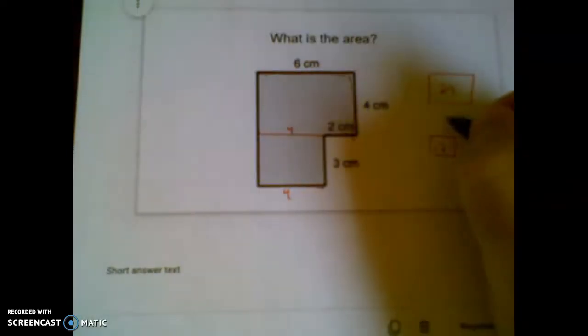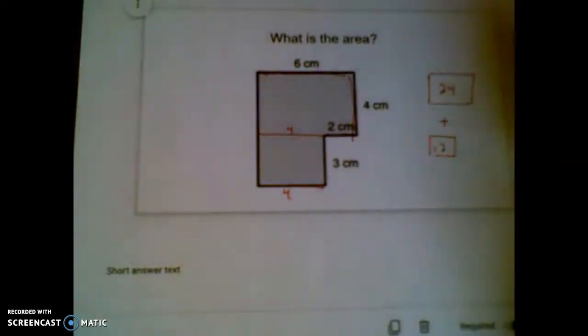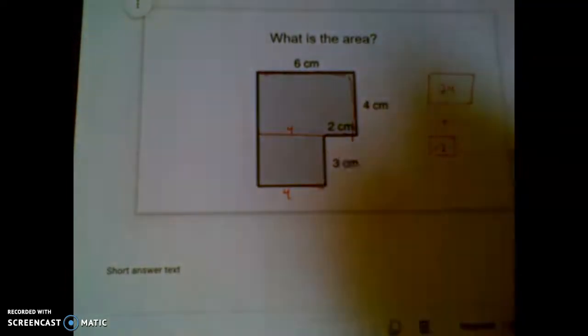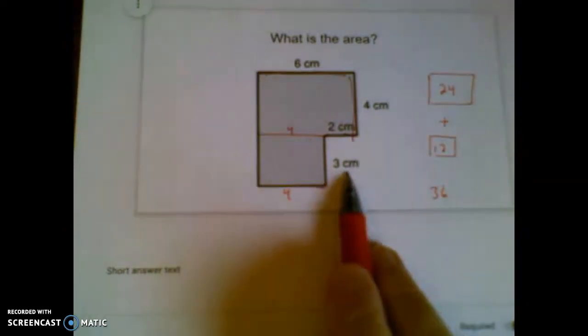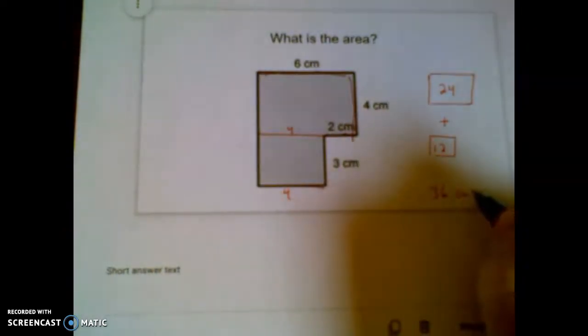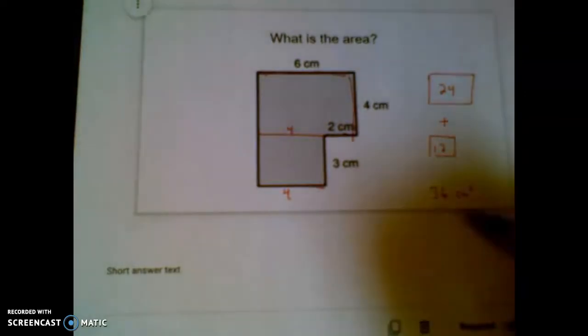And now you just add the areas together. The total area would be 24 plus 12, which is 36. And then your label, because we're dealing with centimeters, would be square centimeters because it is area.